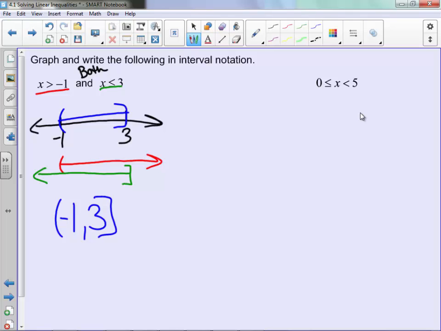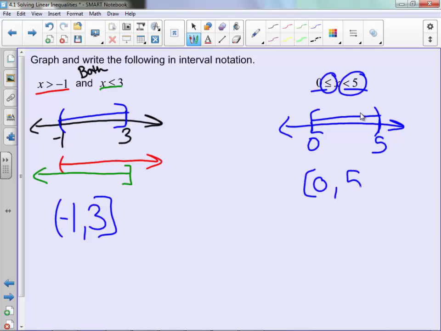This second one, we can do the same way, but notice we already know x has to be between 0 and 5. So we know we're going to be dealing with 0 and 5. And it's greater than or equal to 0, but also less than 5. So there we go. In interval notation, we're going from 0 to 5.